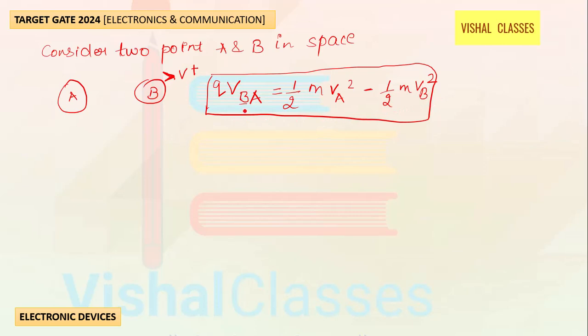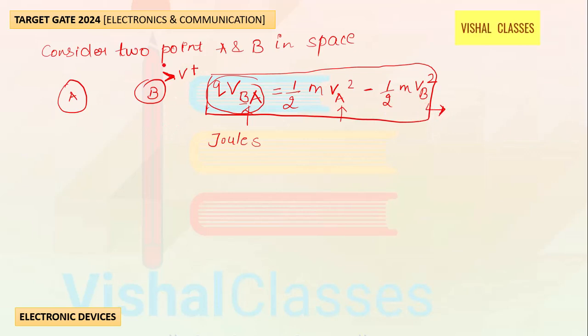This quantity Q V_BA, its unit will be joules, and v_A is the initial speed, v_B is the final speed.